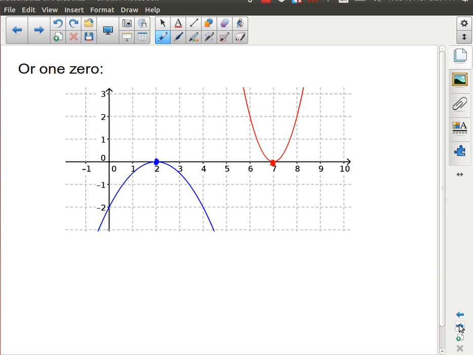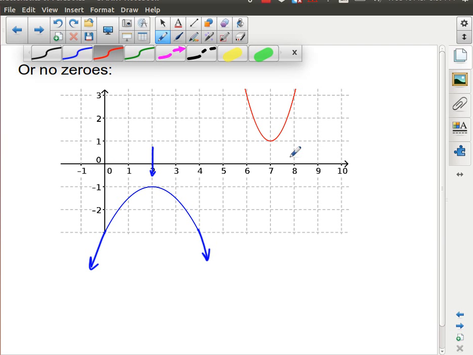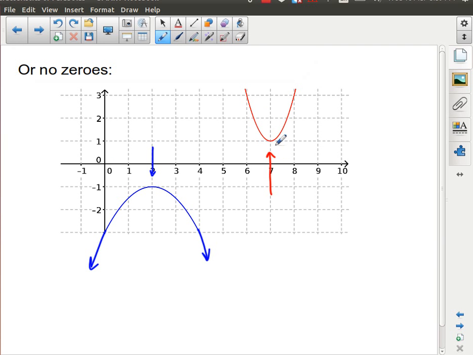And finally, if you kept shifting in those two different directions, so if you kept shifting the blue down, eventually it would shift past the x-axis. And since this graph carries on downwards, there's no way for it to come back up and touch the x-axis. The same thing is true. We have shifted the red parabola upwards, and since it continues upwards, there is no way for there to be any contact. So that's known as having no zeros. So you have that option.